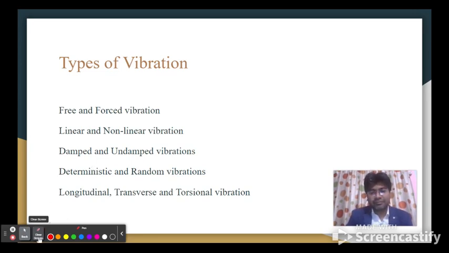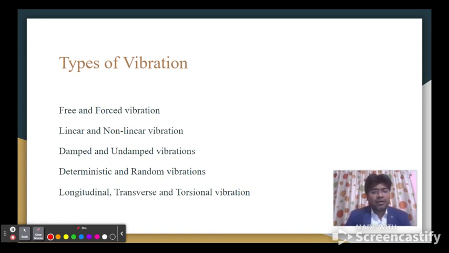And forced vibration: a constant force is put up like this. You can say I am forcing the structure every time to go into vibration. This will be called forced vibration. Now, this forced vibration can be periodic in nature or non-periodic in nature.